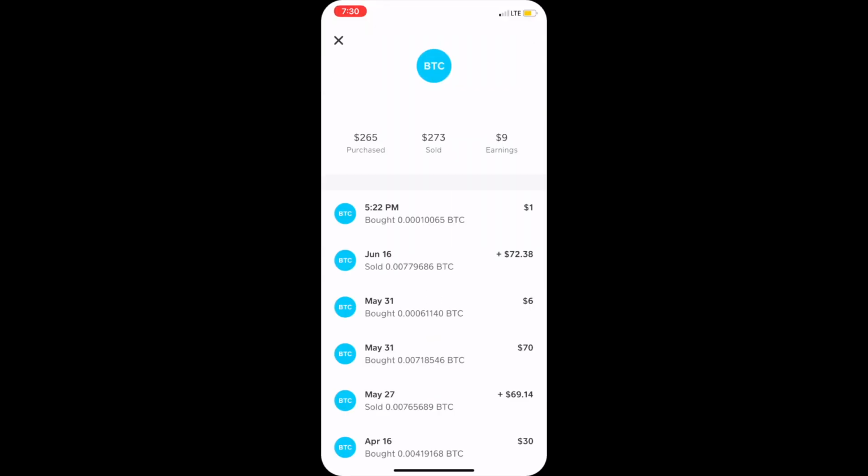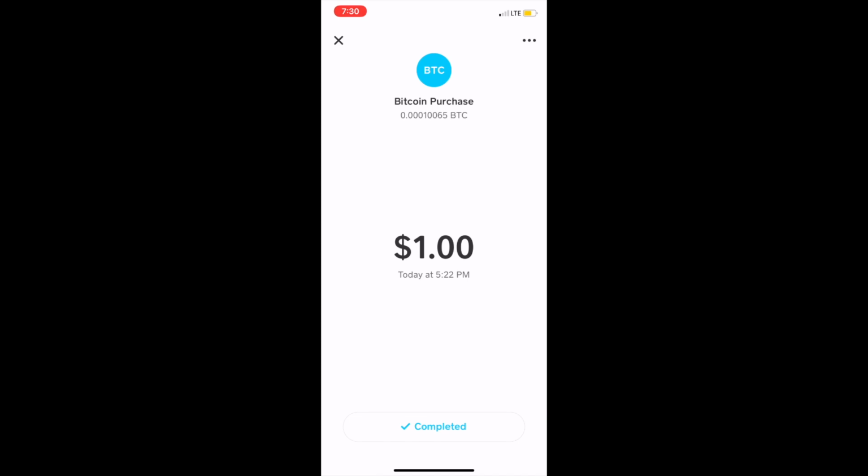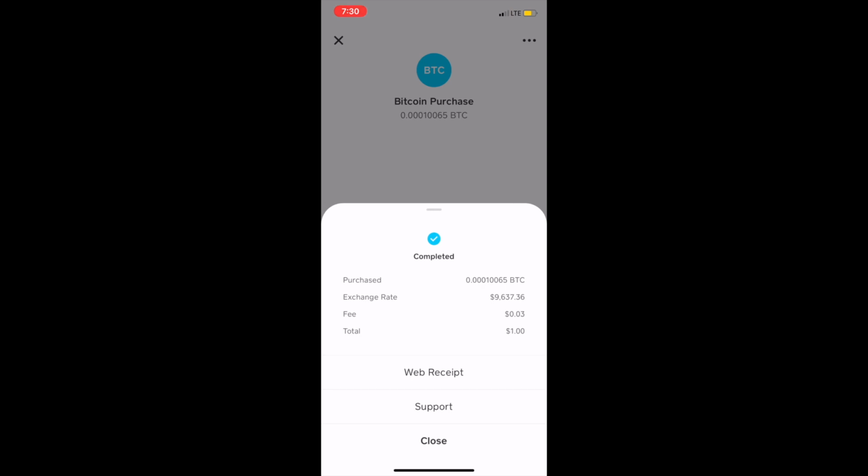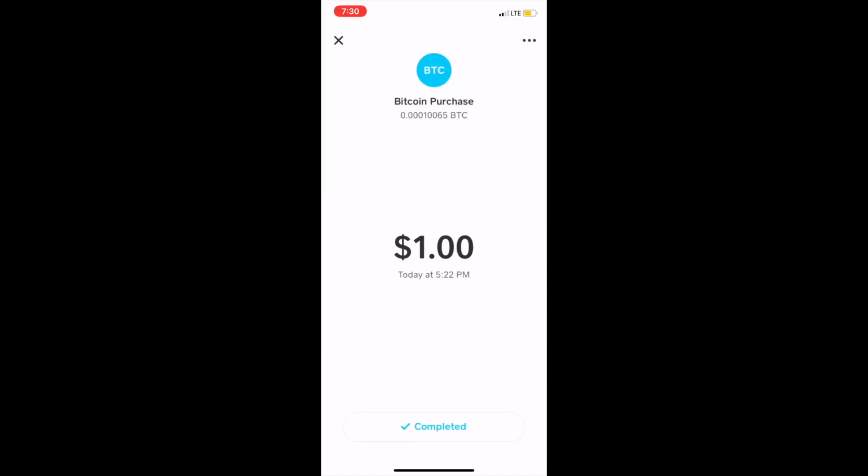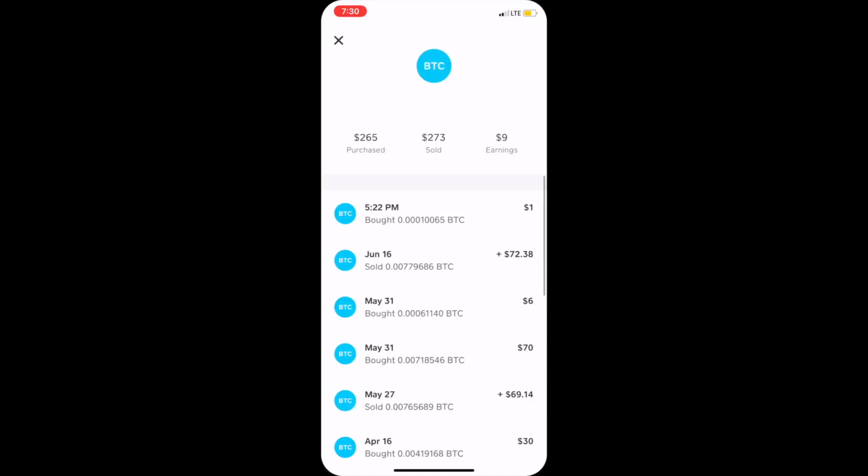So before I did this video, I invested $1 in Bitcoin. So when you click on it, it'll show your purchase. It'll show that it's completed and what time. Here you have options to see how much the fee was. So you paid a total of $1 with a 3-cent fee, and it'll show you the exchange rate there as well. Then if you need a web receipt or support, then it'll let you know all that information.